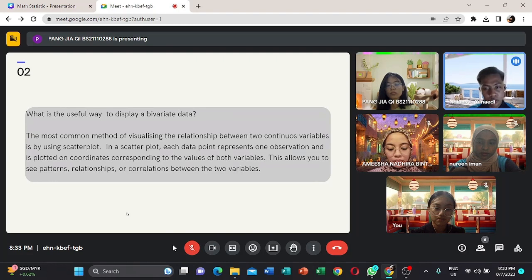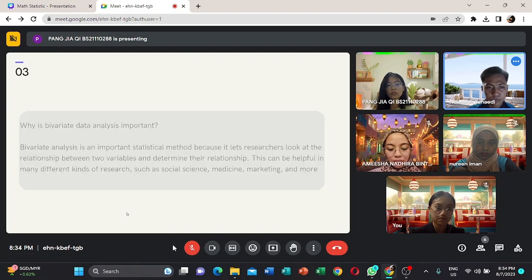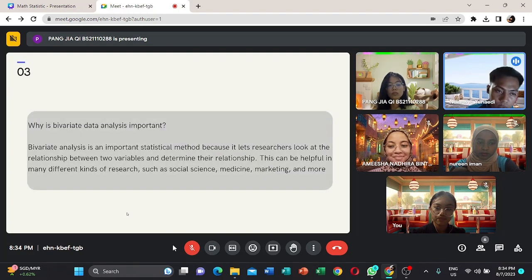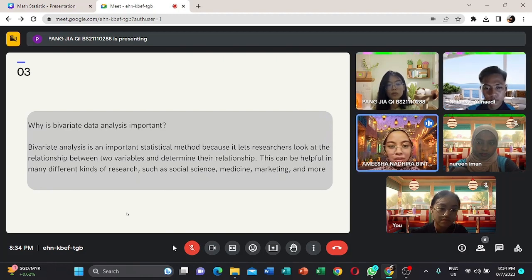So for the next question, why is bivariate data analysis important? Can you answer the question, Amisha? It is an important statistical method because it lets researchers look at the relationship between two variables and determine the relationship. This can be helpful in many different kinds of research, such as social science, medicine, marketing, and more.